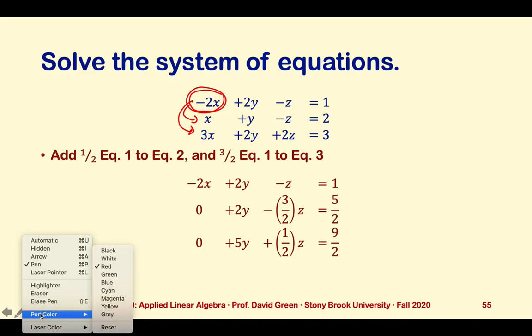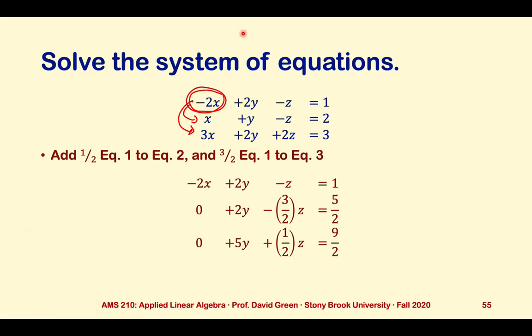Executing on that, we see we have x. Remember, for this second row, we're multiplying the first row by 1/2 and adding. So x minus x is 0. y plus y is 2y. Negative z minus 1/2 z is negative 3/2 z. 2 plus 1/2 is 5/2 for the right-hand side.